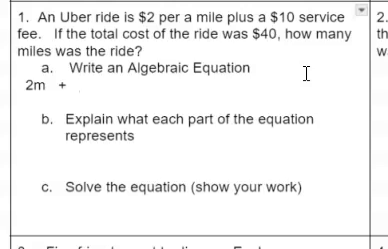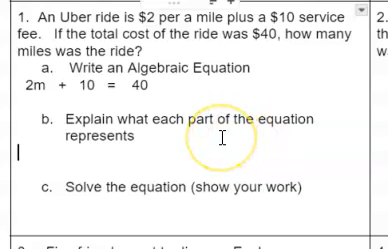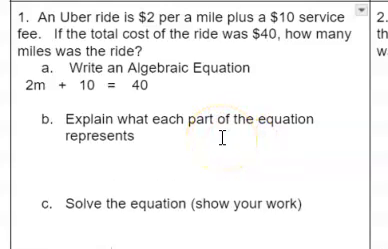So $2 per mile, so that's 2M, plus a $10 service fee for a total of $40. So your two parts are the $2 per mile and the service fee, and your total was 40. So there's your equation. An algebraic equation means it's an equation and it includes a variable. We've got a variable. What each part of the equation represents.